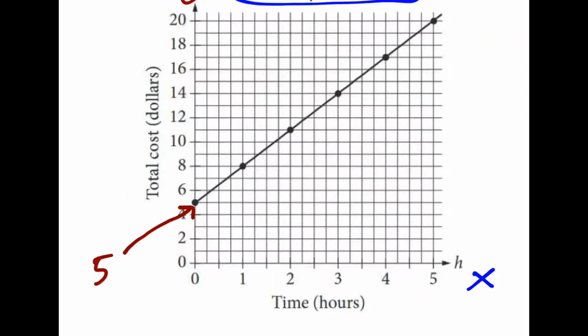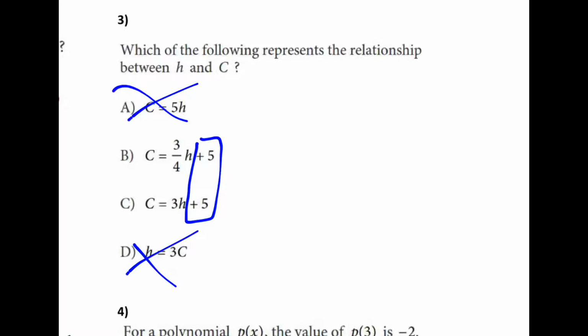This is where the weird scale comes into play, because as we increase by 1 hour, we're going up by $1, $2, $3. So it's $3 per hour. That's why C is the best choice. We have our slope of 3 and our intercept of 5.